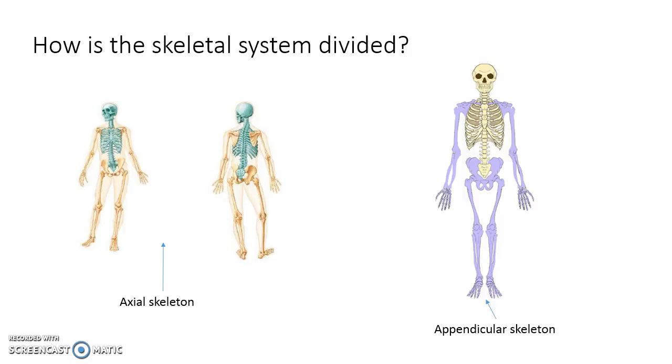Now, on to the next slide, which is how the skeletal system is divided. There are two parts of the skeletal system. They are the axial and the appendicular skeleton.